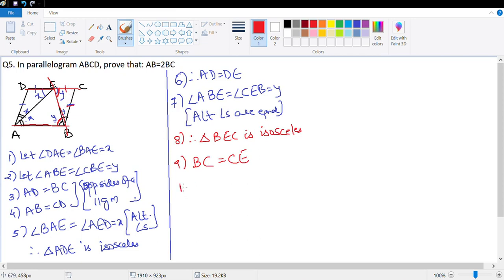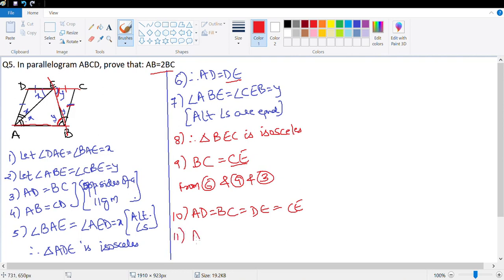So let's look at 6 and 9 and 3. What we get is AD is equal to BC, but AD is equal to DE and BC is equal to CE. Perfect. So we've got all four sides are equal. Now we need to prove AB is equal to BC.